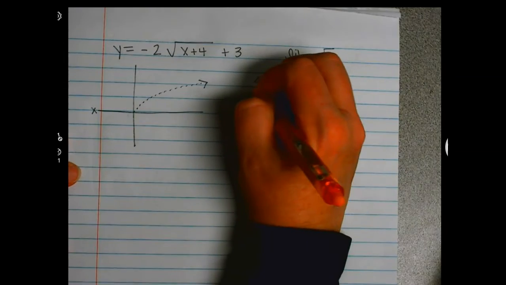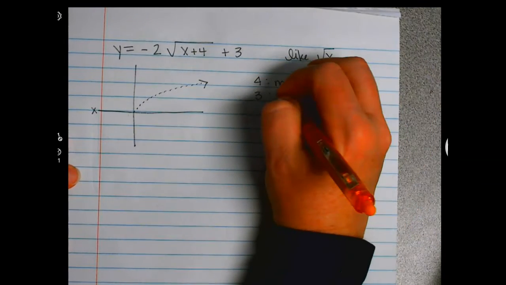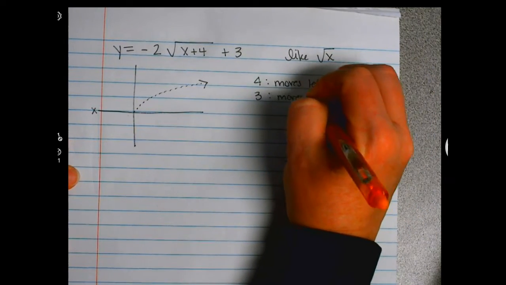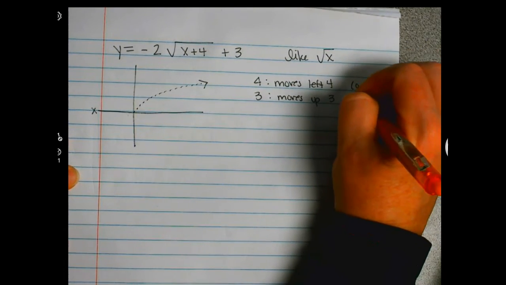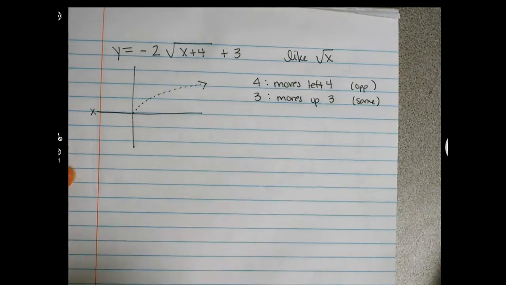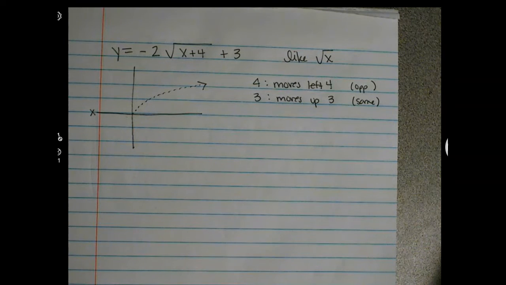Okay, so the 3 is a vertical shift. It moves up 3. So this one was opposite math. This one is same math. So pause. Don't anybody say anything until everybody's got that down, because I don't want you to get lost. Okay, there are 2 other things that are different in this problem. What else? That -2. Okay, and we're going to do them separately.